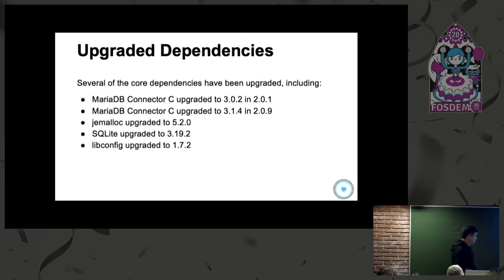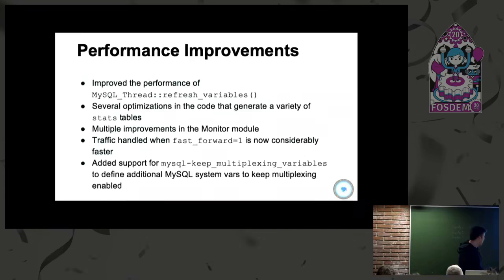So, performance enhancements. Starting off, we've upgraded a lot of our internal dependencies. This led to a lot of code changes. We moved to the MariaDB connector version 3. We've upgraded jemalloc, which in itself is faster, to version 5.2, and we've also upgraded SQLite and libconfig.